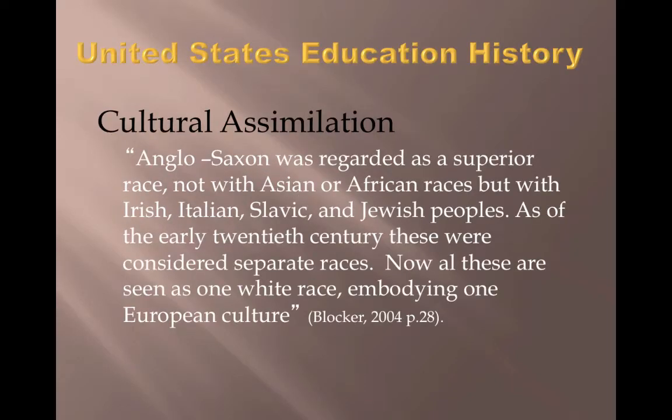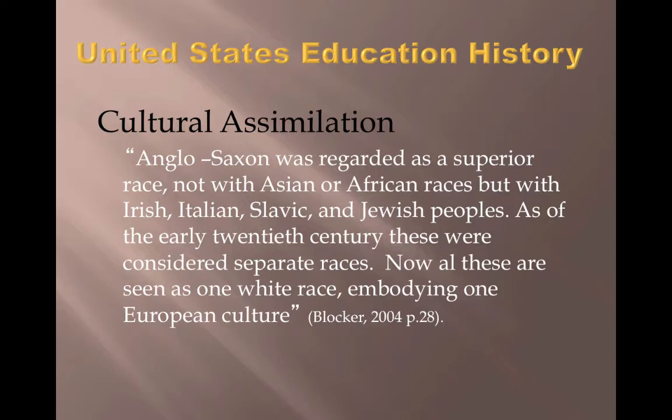And a little historical note, cultural assimilation in the United States. This comes from Gene Blocker. It says, quote, Anglo-Saxon was regarded as a superior race, not with Asian or African races, but with Irish, Italian, Slavic, and Jewish peoples. As of the early 20th century, these were considered separate races.